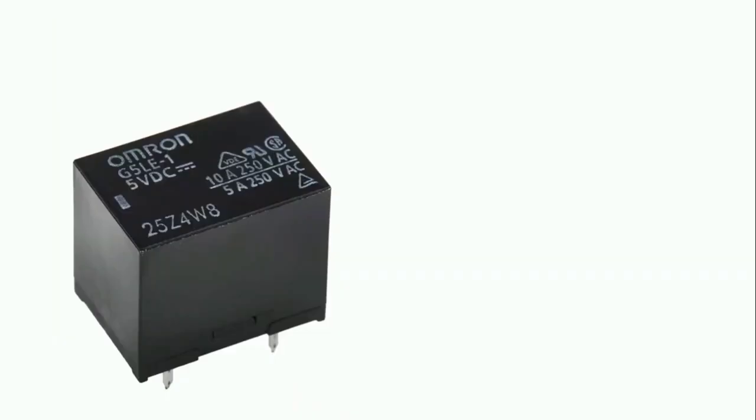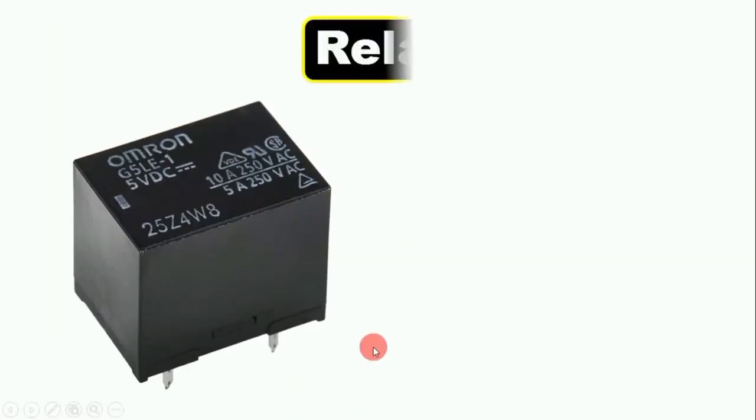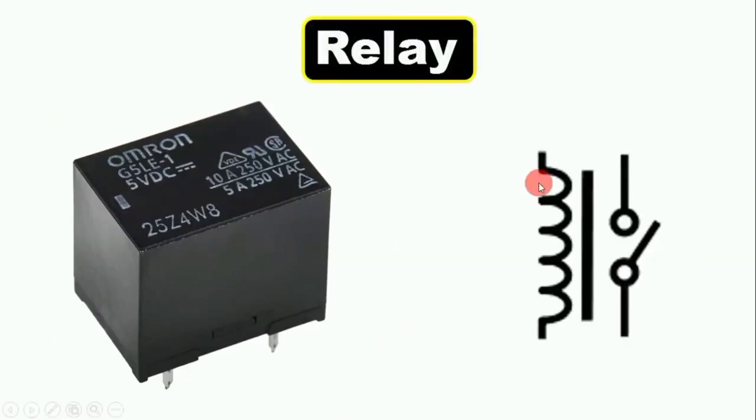Now friends, the last component of this video is left. This component is known as a relay. The symbol of a relay is made like this. We use this relay in a circuit where we have to operate high voltage and high current.